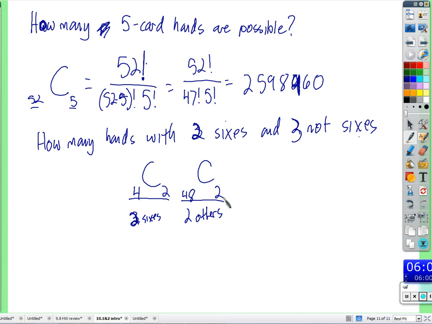There's this many ways to get three other cards, not two. There's this many ways to get three cards that are not sixes. So this is the number of ways that this can happen, and this is the number of ways that this can happen. What are we going to do with these two numbers?